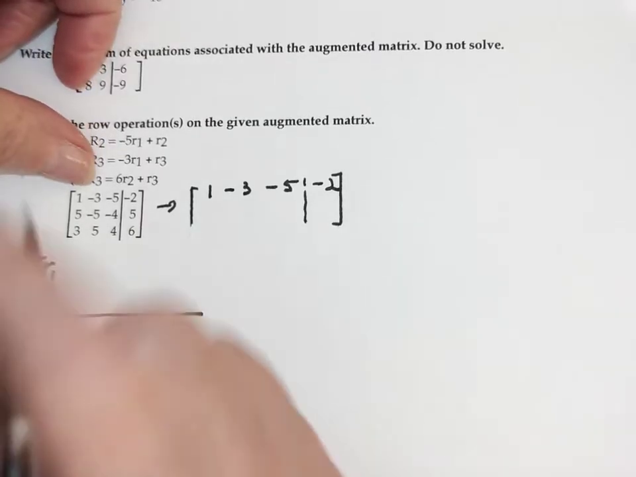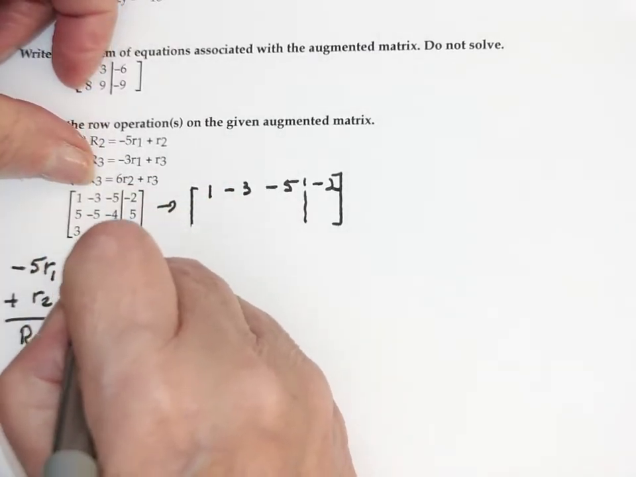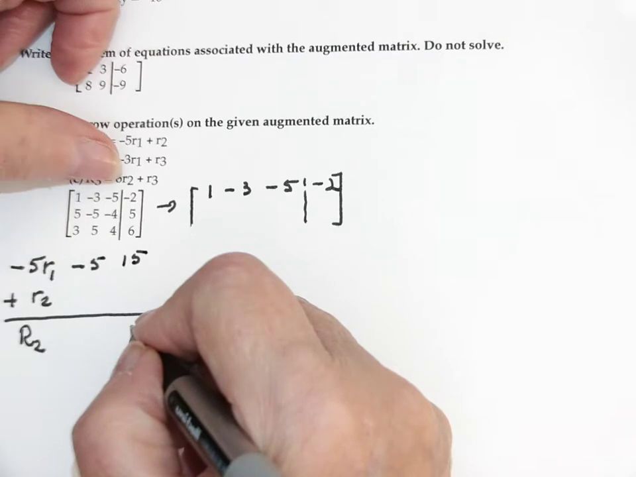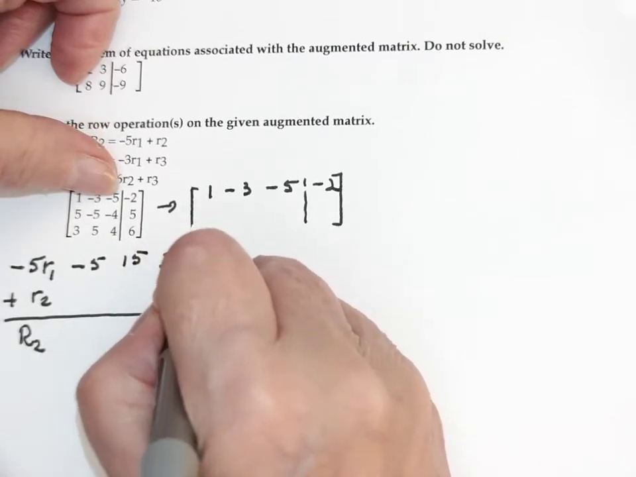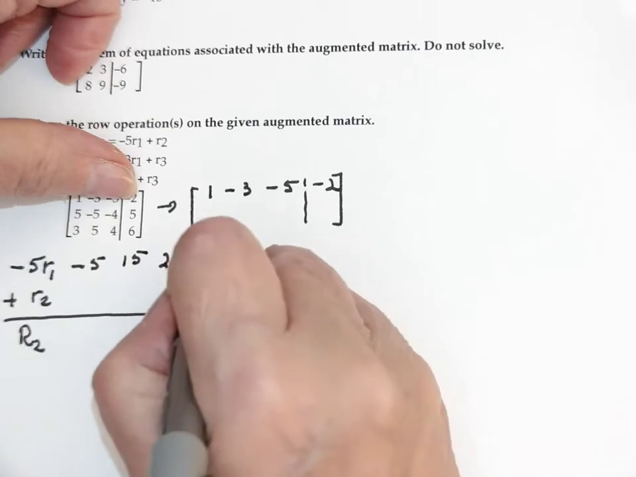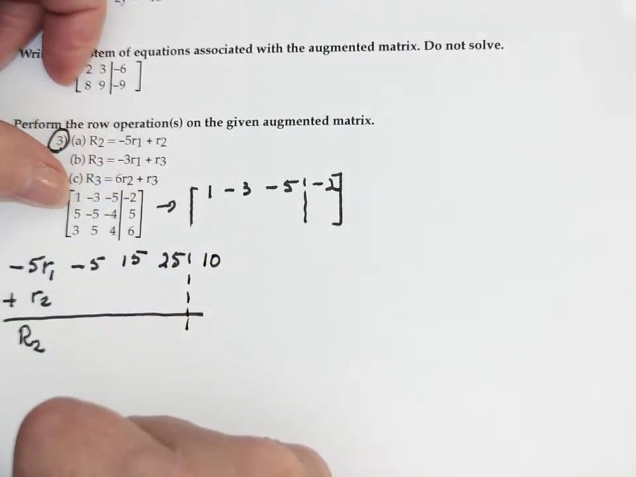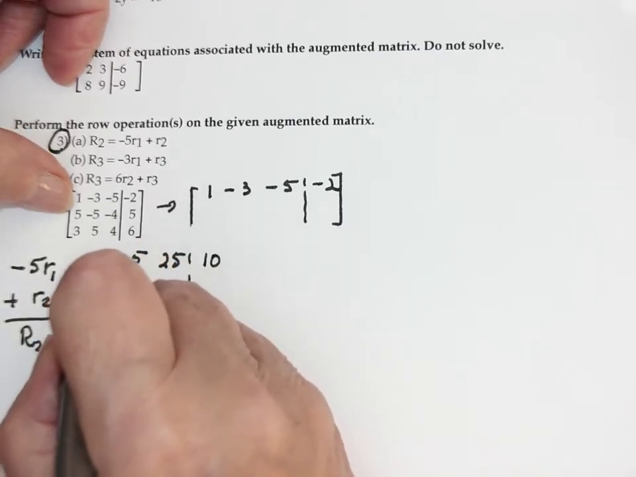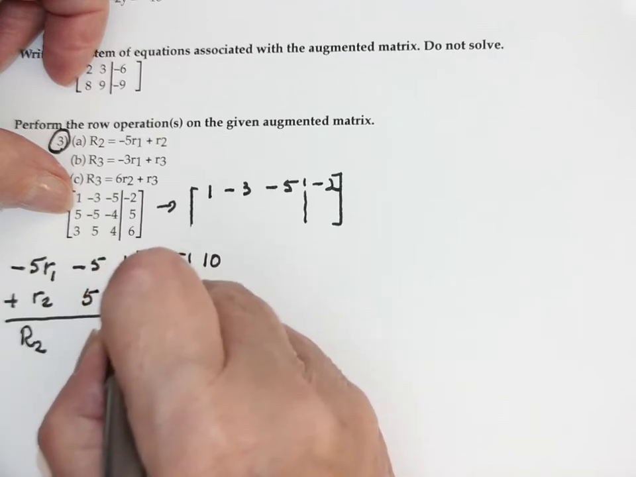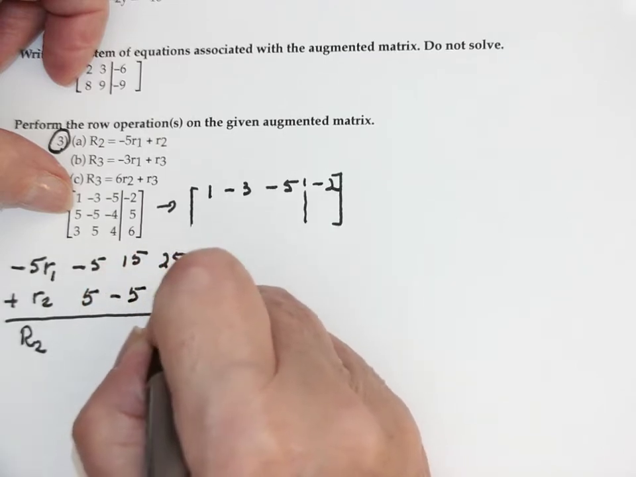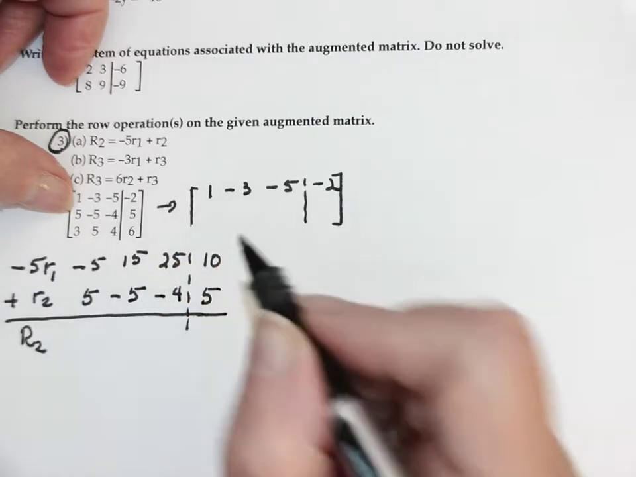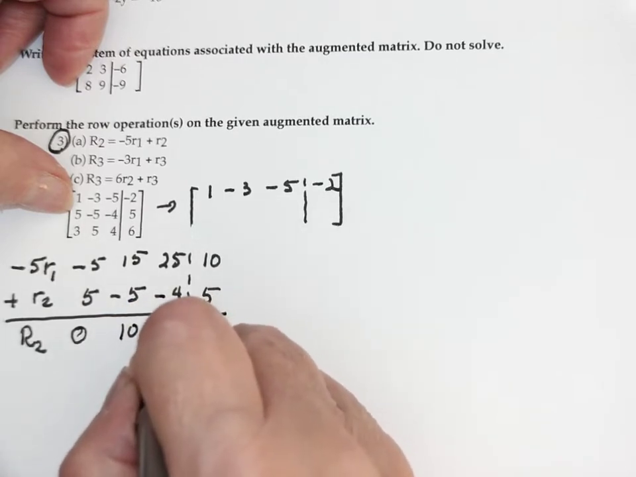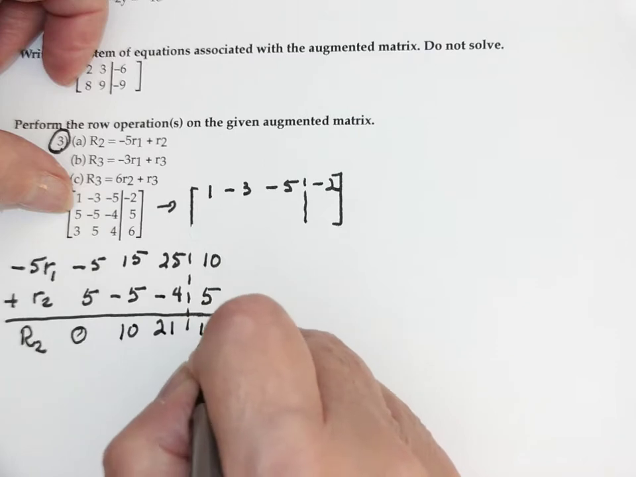So -5 times row 1 is -5. -5 times -13 is 15. -5 times -5 is 25. -5 times -2 is 10. And then I'm going to add it to row 2, which is 5, -5, -4, and 5. My new row is 0, 10, 21, and 15.